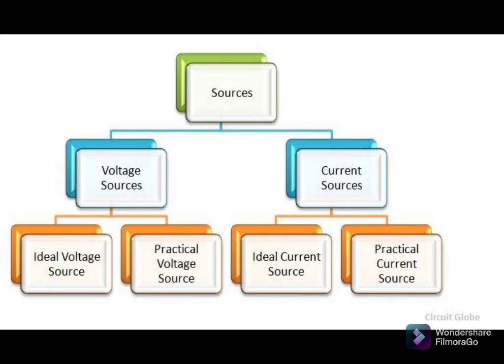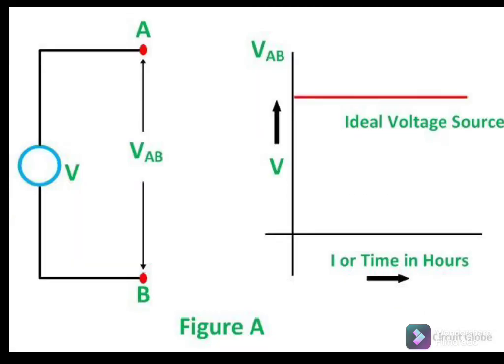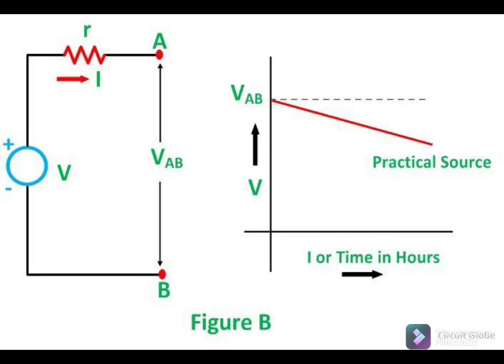Sources have some amount of internal resistance. This is known as a practical voltage source. Similarly, an ideal current source is a two-terminal circuit element which supplies the same current to any load resistance connected across its terminal. It is also not possible. This is the representation of an ideal voltage source, and the graph shows voltage which remains constant with respect to the time. Practically it is not possible.